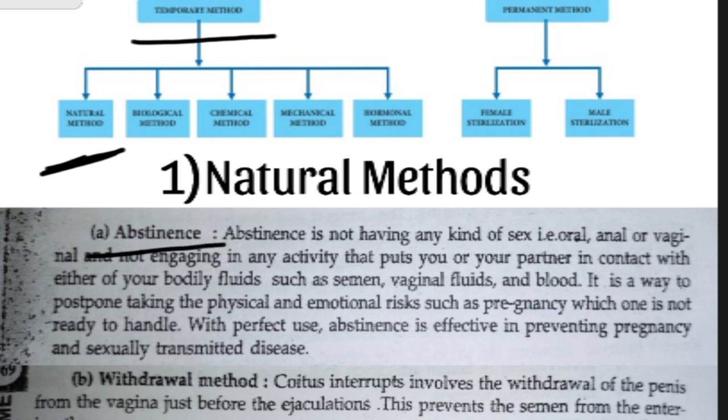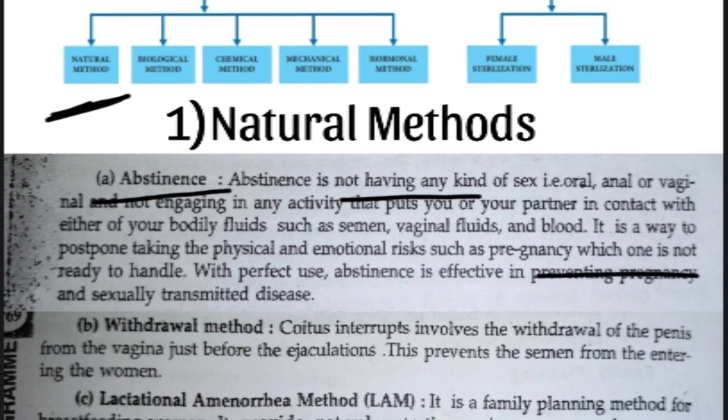That is nothing but not having sex. Any kind of sex is restricted. They should stop it, like not having vaginal sex, anal sex or oral sex. If they are not having sex, then automatically the pregnancy will be prevented.